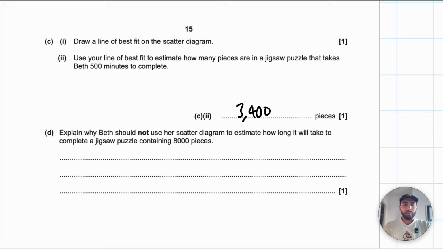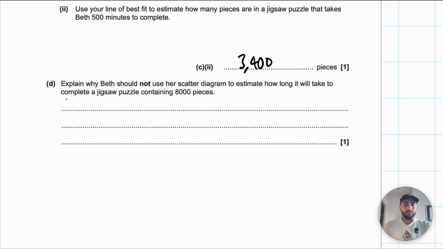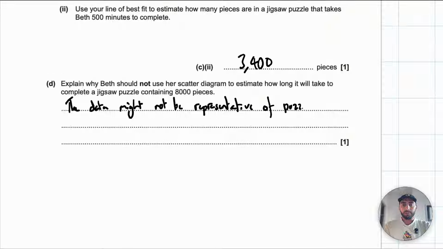Part D, explain why Beth should not use the scatter diagram to estimate how long it will take to complete a jigsaw puzzle containing 8,000 pieces. If we take a look at this graph, it only goes up to 5,000 pieces, so we don't know what happens after this. It's just a guess. So the reason for this is the data might not be representative of puzzles above 5,000 pieces.